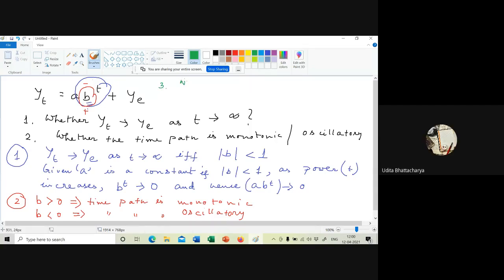It affects the shape of the path. Shape. What is the meaning of shape?